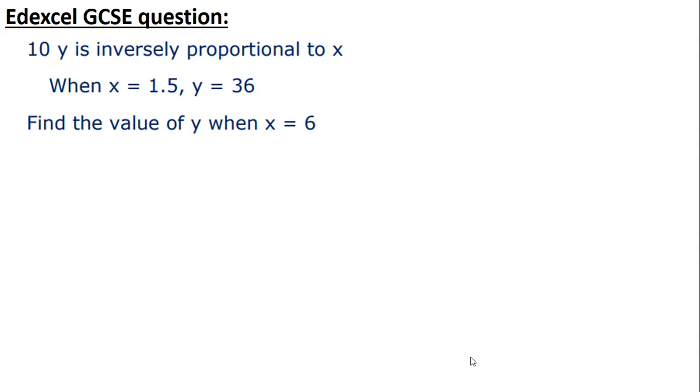Okay, so the first method I'm going to talk you through is the formal algebraic process. We're going to create a formula, and once we have a formula, we're going to use it to find y when x equals 6. So, because y is inversely proportional to x, we say that y is directly proportional to 1 over x. That means that y is equal to k over x.